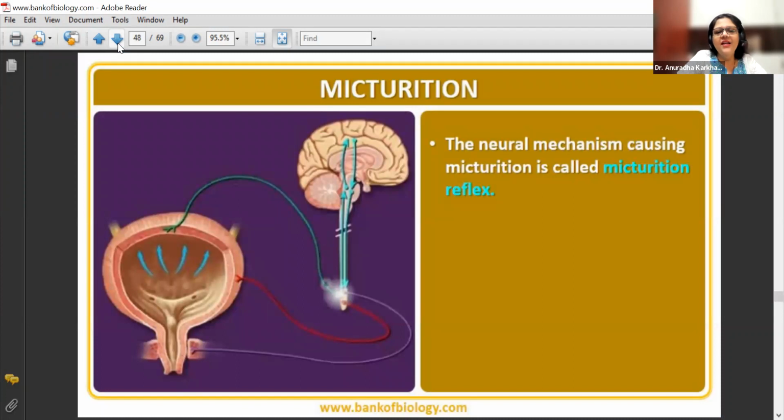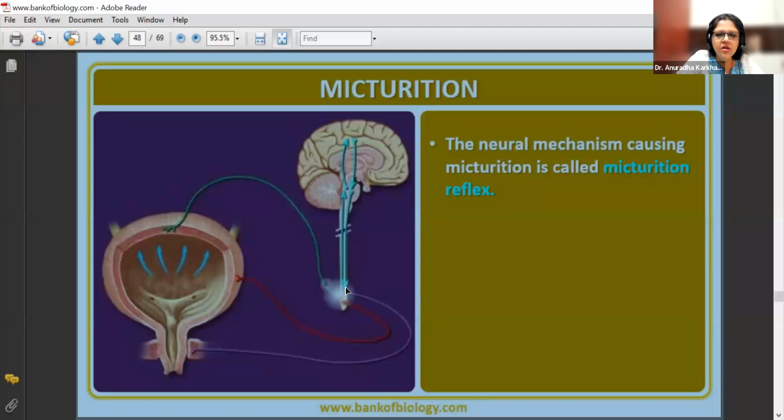Now let us understand the neural mechanism causing micturition, which is also called the micturition reflex. See, in the same way, the stretch receptors are getting stretched. The signal went here. The motor nerves came here and opened the sphincter. Urine has been passed out.